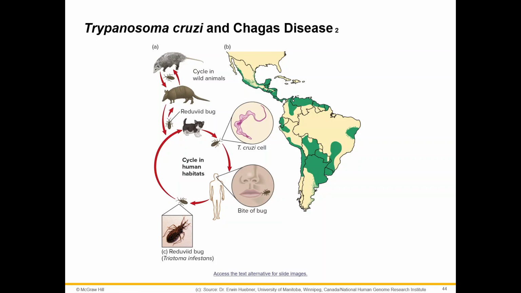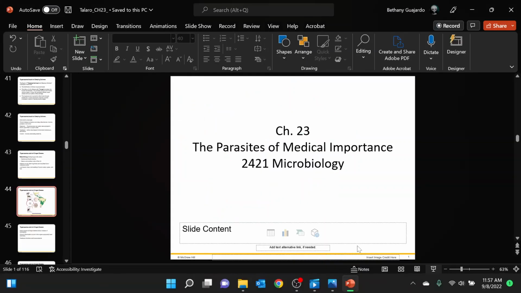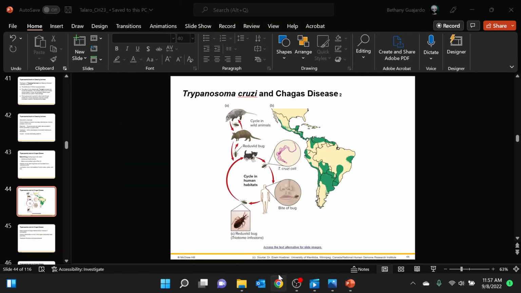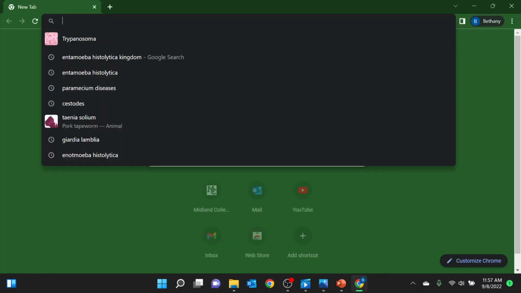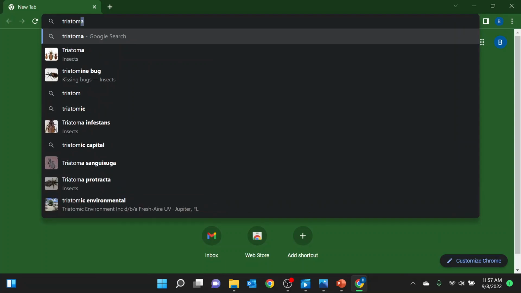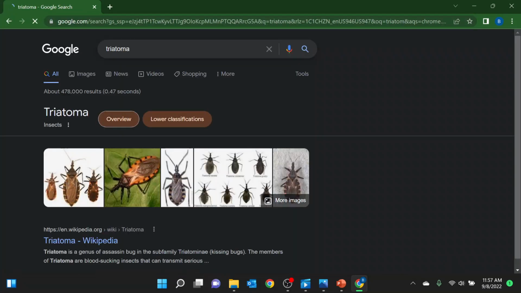I wish they would actually put the scientific name, because that is something better to know than just reduvid. It's caused by different Triatoma species, and so you know what? I think I would like y'all to actually see this image, because if y'all see this bug, y'all should be careful. Let's look up Triatoma. Okay.